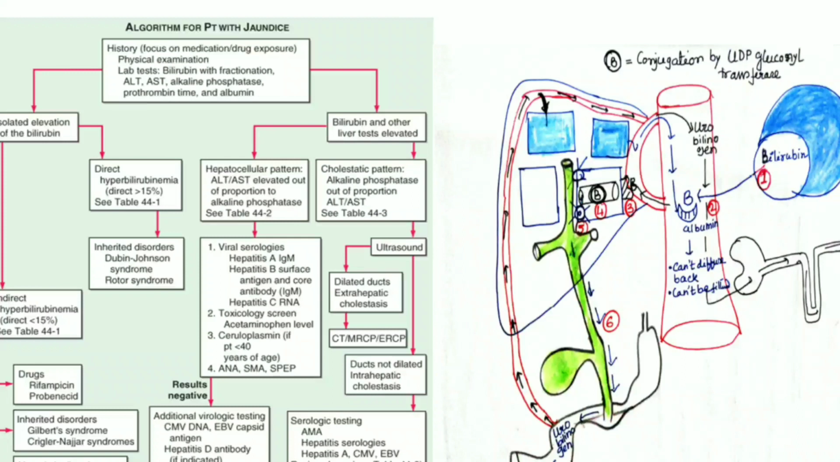If the ALT and AST are elevated out of proportion to alkaline phosphatase, meaning both are increased but SGOT and SGPT are more elevated than the alkaline phosphatase, then think about hepatitis. Now, if the alkaline phosphatase level is increased out of proportion to the transaminases, then think of a cholestatic pattern. It may be intrahepatic cholestasis, so do an ultrasound; dilated ducts suggest extrahepatic, then CT, MRCP. So all these tests will be done.